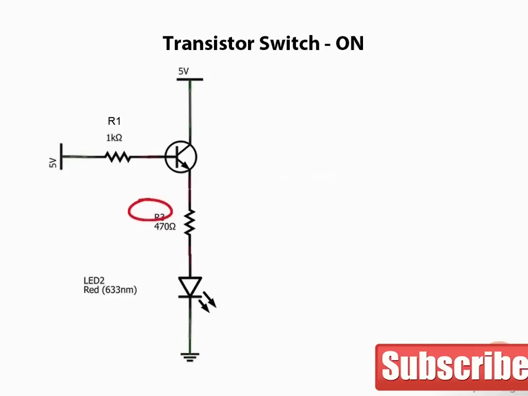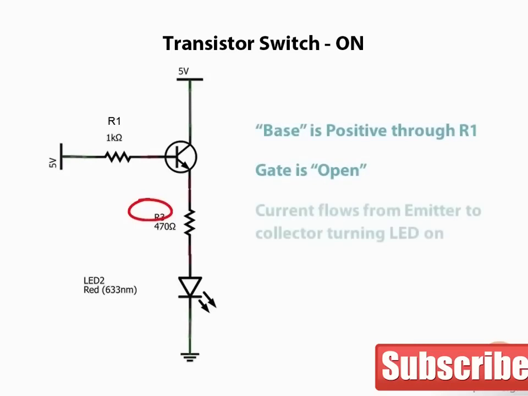In this example, the base is raised to the positive voltage rail through R1. Now the gate is open, and the emitter-collector path will conduct, causing current to flow and light the LED. R2 is chosen to limit the current to around 10 milliamps for this LED. We just can't get away from Ohm's law.